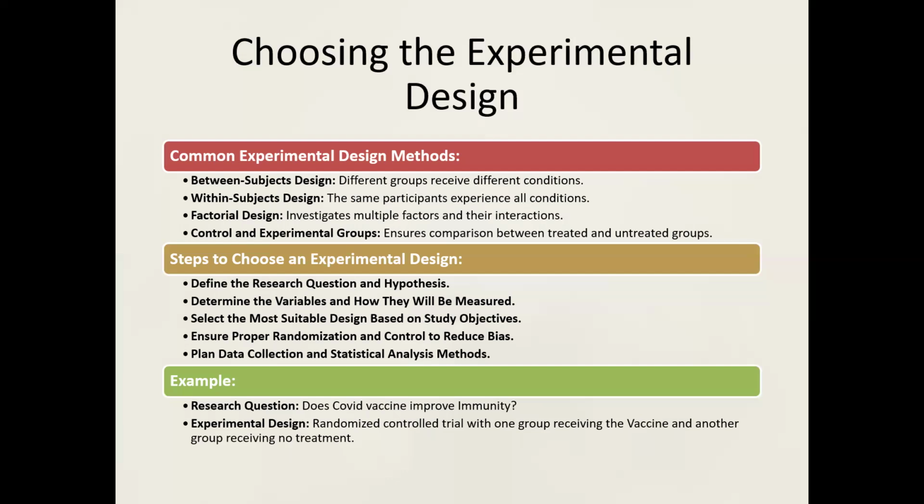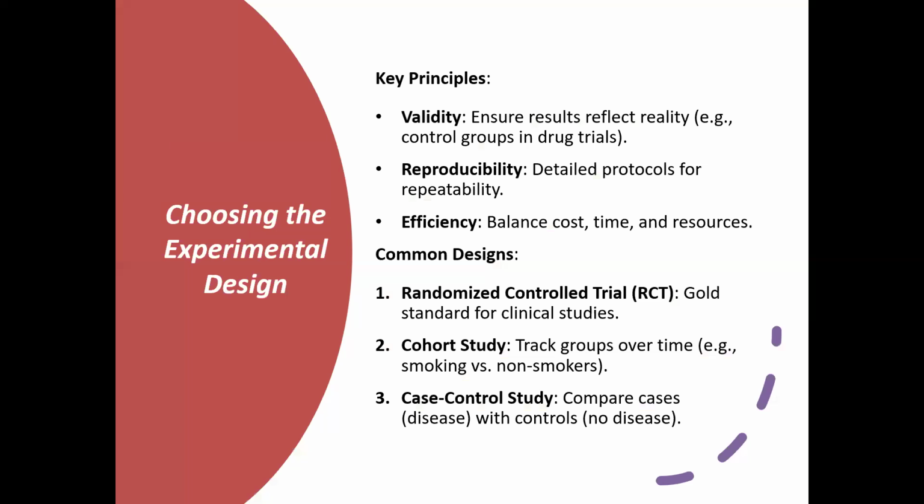So this is the way you can easily conduct your research. First of all, you have to make sure what type of study you want to conduct, what your research questions are, what the hypotheses are, and what the objectives of the study are. You have to keep all these things in mind. And there are key principles while choosing the experimental design.